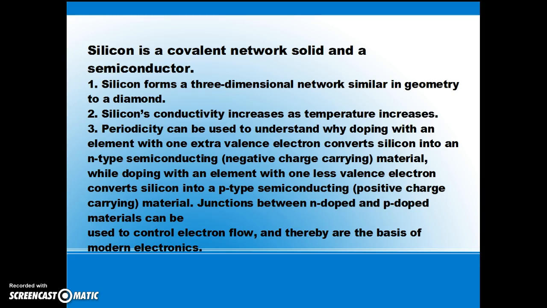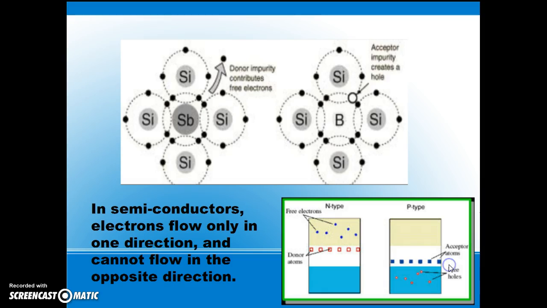We can also take a different sample of silicon and dissolve an element with one less valence electron, 3 valence electrons in it, and this converts silicon into a positive charge carrying material. We can put N-doped and P-doped materials together to control electron flow. We'll show an example of that.